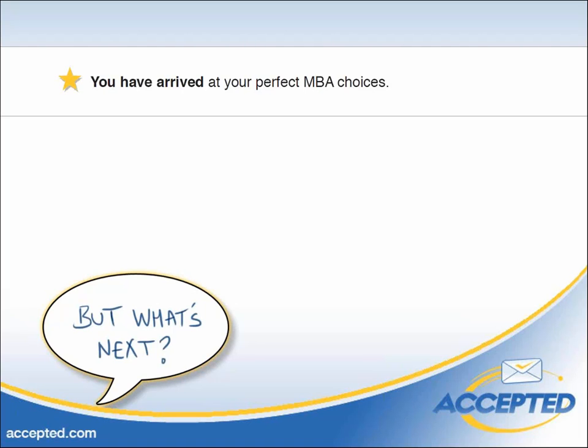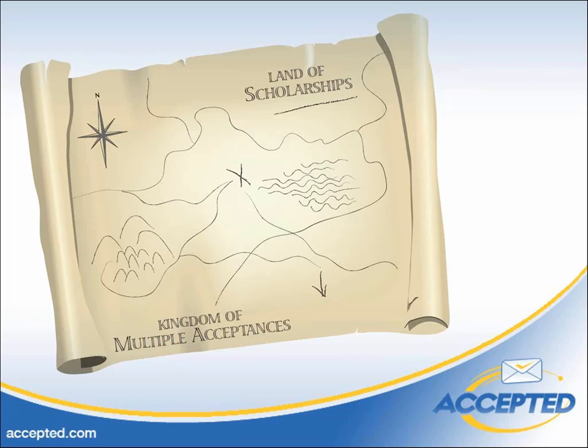However, those perfect MBA choices, as I said a moment ago, are just an interim destination. The application journey is going to continue after you've arrived at your perfect MBA choices. It's going to travel through essay, recommendation, and interview land. And if you're lucky and do a great job in presenting yourself, you may even visit the kingdom of multiple acceptances or the land of scholarships.